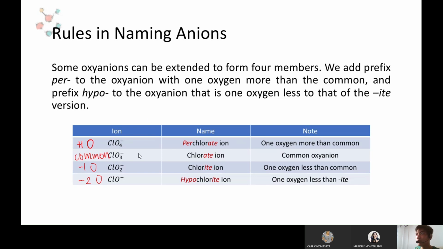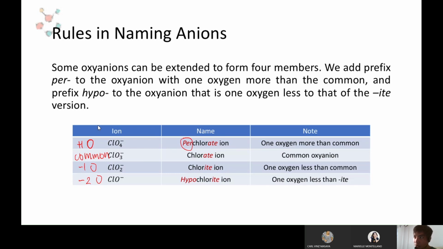Ano daw sabi dito? Sabi sa rules, pag gusto mo pangalanan yung version niya with 1 more oxygen, ganito gagawin daw. Kunin mo yung name niya as is, chlorate, di ba? Pero, since it is 1 oxygen more than the common, you will add the prefix per. Per chlorate. Meaning ng per, additional 1 oxygen siya sa common. Ito yung chlorate, ClO3. Pag may per, plus 1 oxygen, ClO4. Okay, so yan. Familiarization talaga tayo.